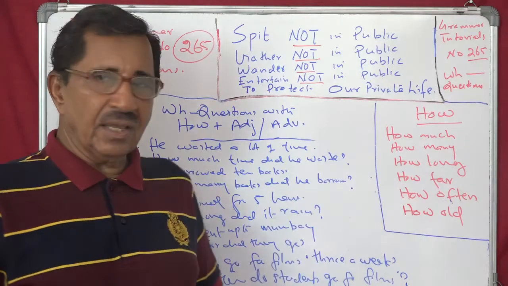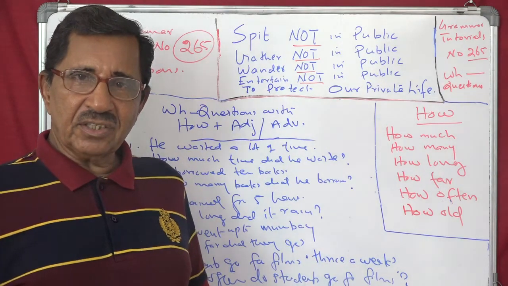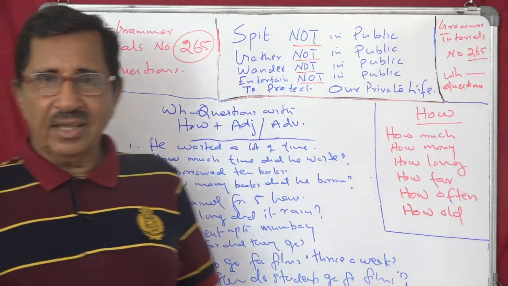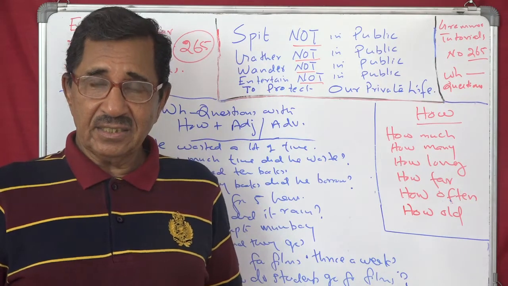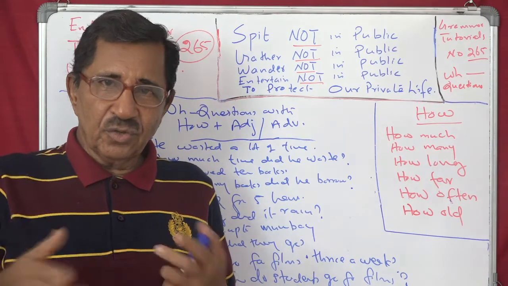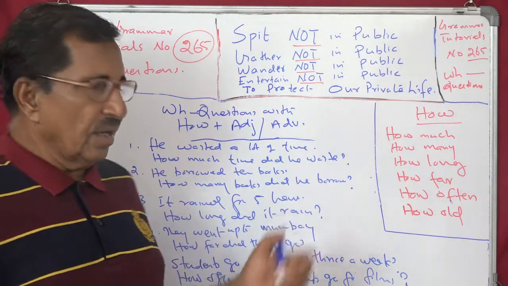And then, how many books did you buy? How many friends do you have? How many years did you work for this? And so on.